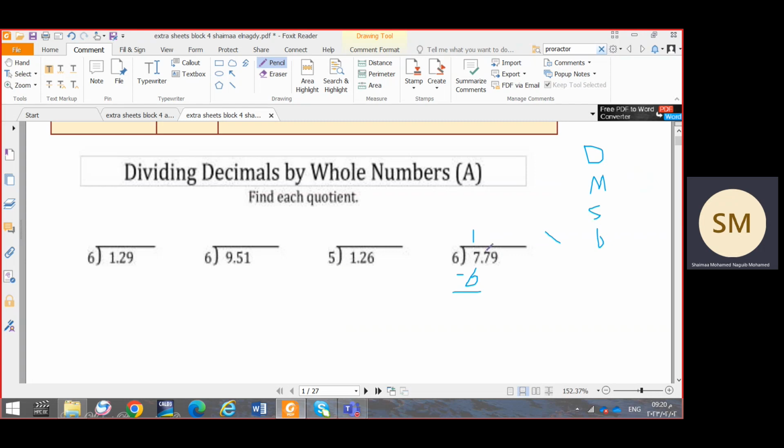Okay, I make the divide. I say to myself, how many 6 in 7, so it will give me 1. Then I will say to myself, 1 multiplied by 6 is only 6. Then I will subtract. 7 minus 6 gives me 1. I will make the point. The point here, I will move it up, and I will put the point like this.